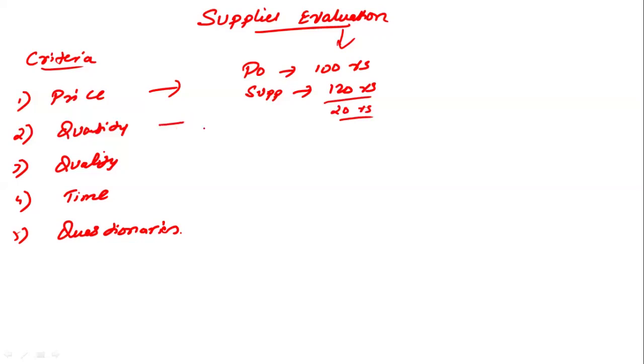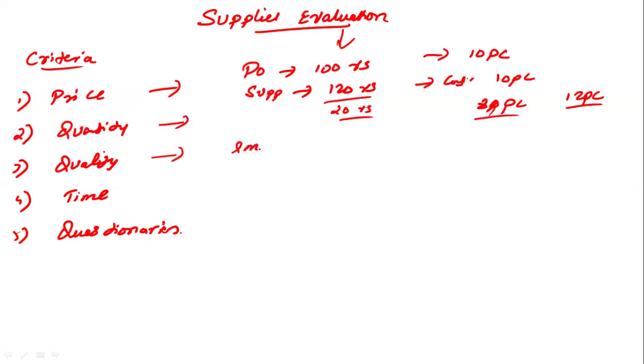Quantity. The PO is raised for 10 pieces. He confirmed that he'll be sending 10 pieces, but he sent only 8 pieces, or he has sent 12 pieces. In both cases, supplier performance will get damaged. In the same way, quality: if it is failing in QM, then it is an issue. He confirmed that he'll be sending on 28th of July, but he's sending on 30th of July. That is also an issue.